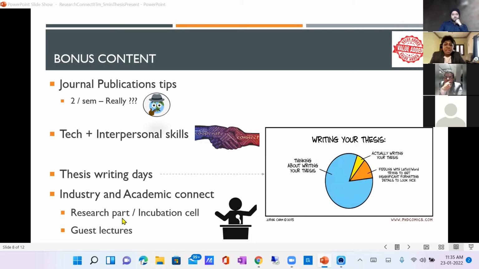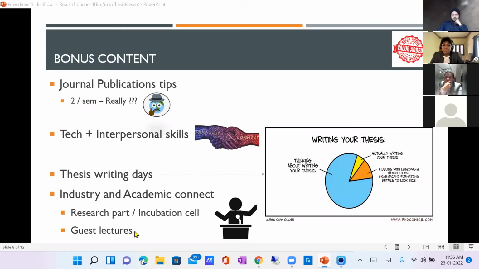IIT Madras has a research park and an incubation cell, which is a fantastic facility. I think no other IITs have such facilities. Where a company's research center is there, please go and have a visit. And whatever guest lectures like this, you can just give a shot. If you like, you can continue, otherwise you can go.